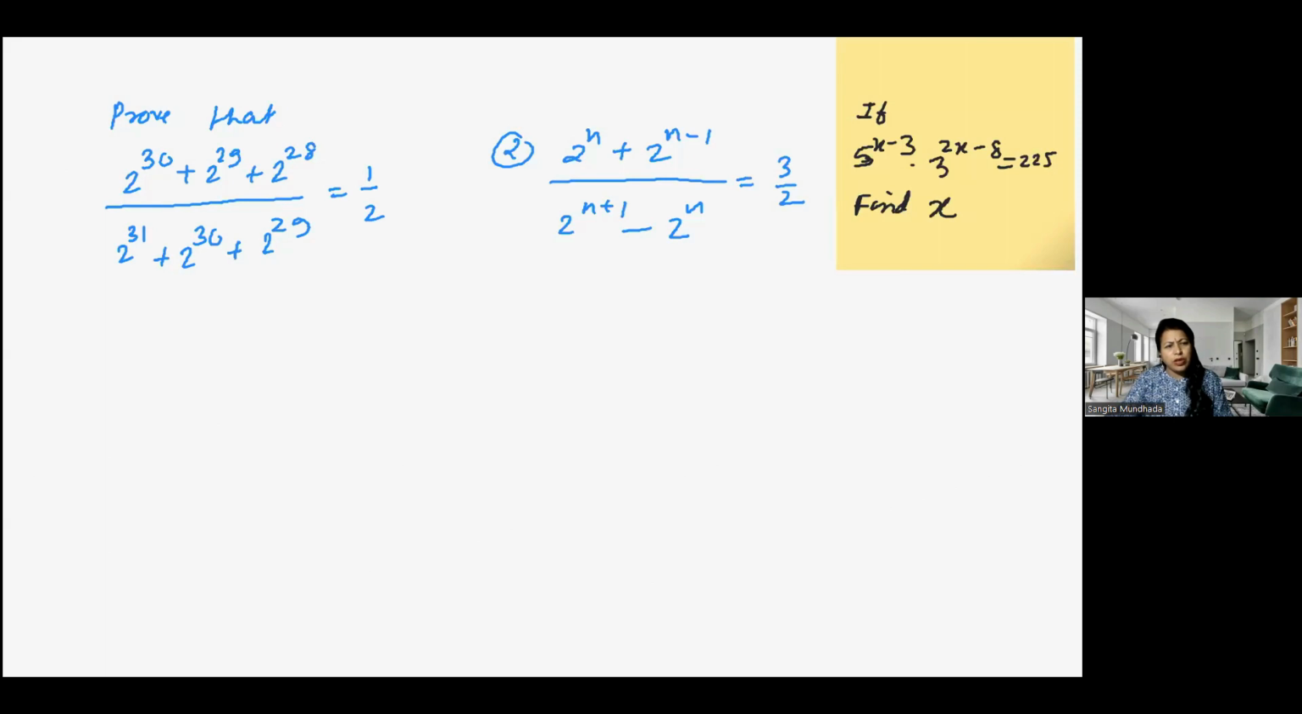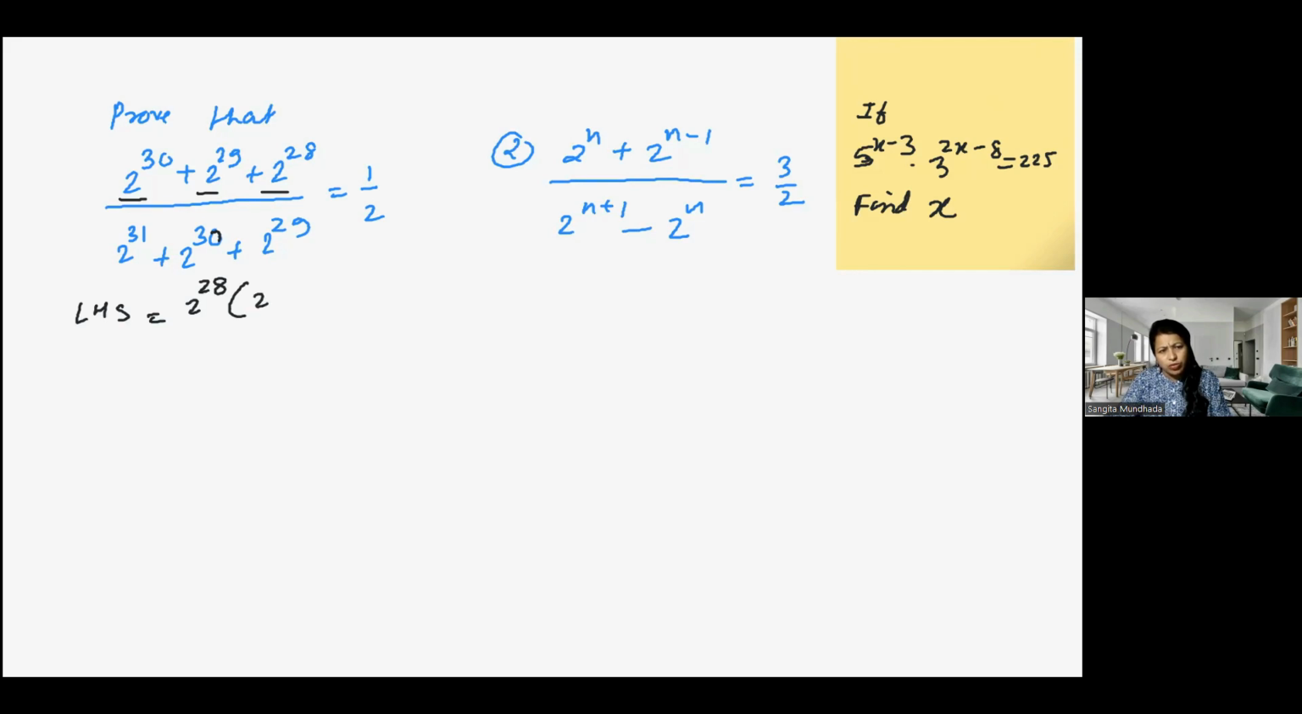Prove that 2 raised to 30 plus 2 raised to 29 plus 2 raised to 28 divided by 2 raised to 31 plus 2 raised to 30 plus 2 raised to 29 is equal to 1 by 2. So what we do, we will write the LHS. Solving 2 raised to power 30 is very difficult, but we understand that 2 raised to power 28 is common in 2 raised to 30 as well as 2 raised to 29.